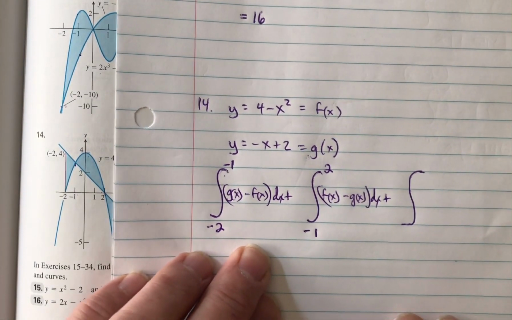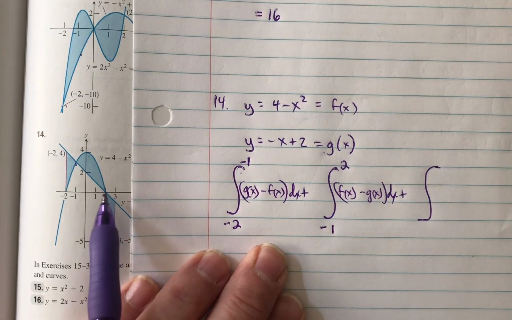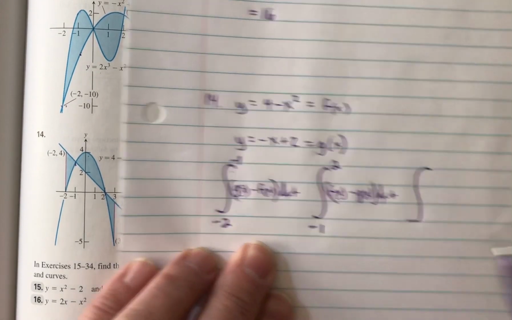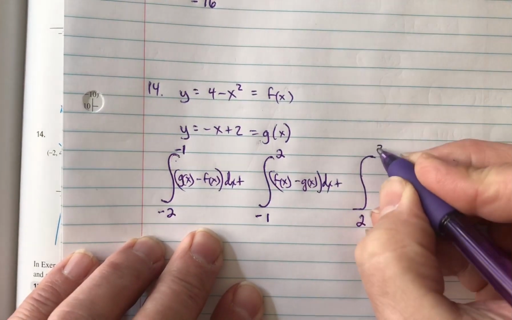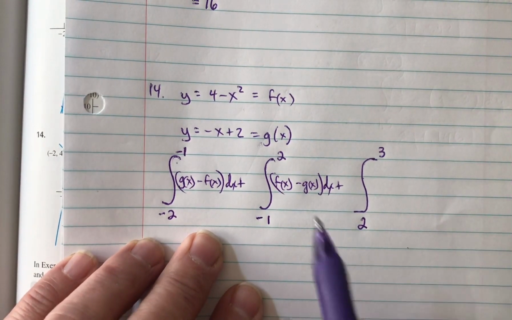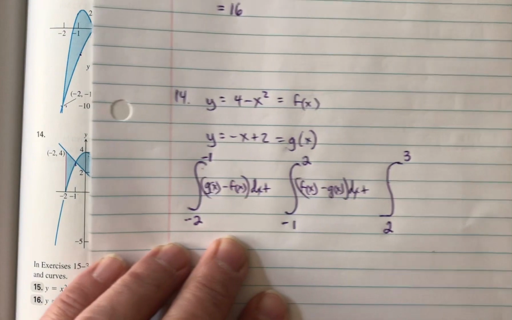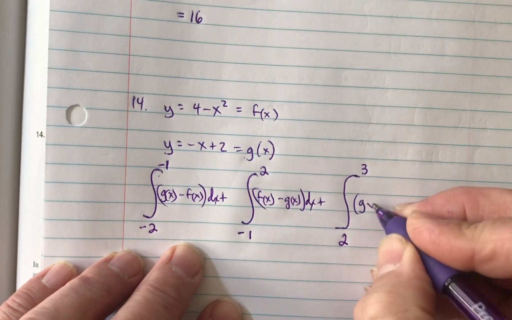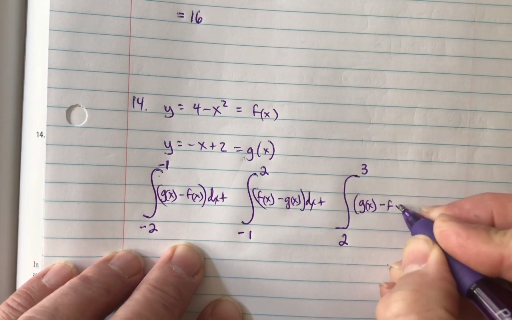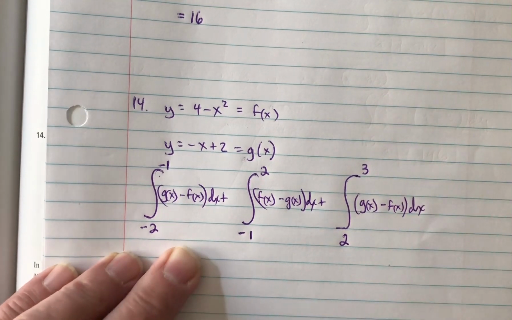And then for the third is from 2 to 3. And what happens here is the line is the upper function again. So this will be g of x minus f of x dx.